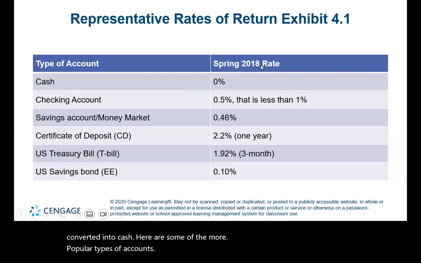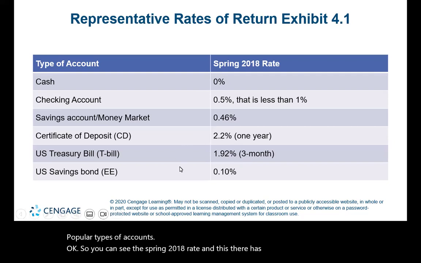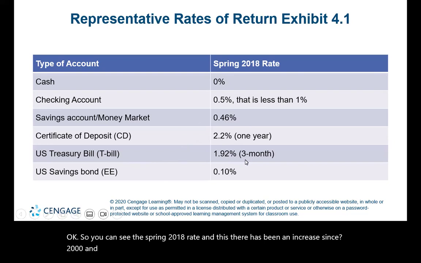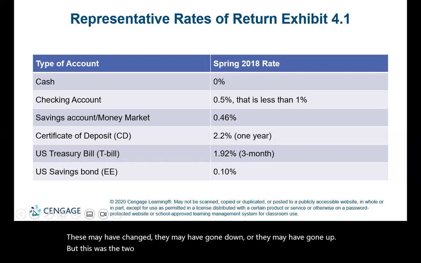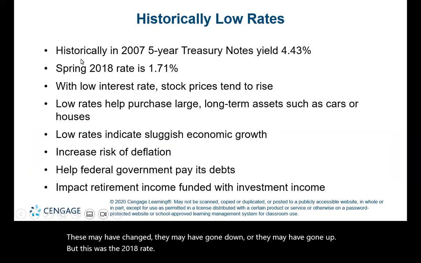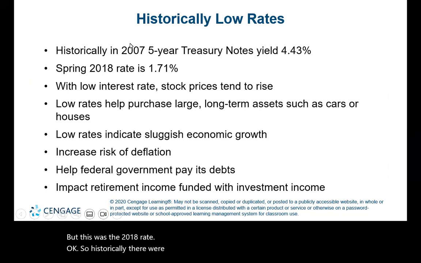Okay, so you can see the spring 2018 rate, and there has been an increase since 2008. But of course, today, these may have changed. They may have gone down or they may have gone up. But this was the 2018 rate. Historically, there were low rates in 2007, 2008. So the 5-year Treasury notes yielded 4.43%. So right now, in 2018, we were having a historically low rate.